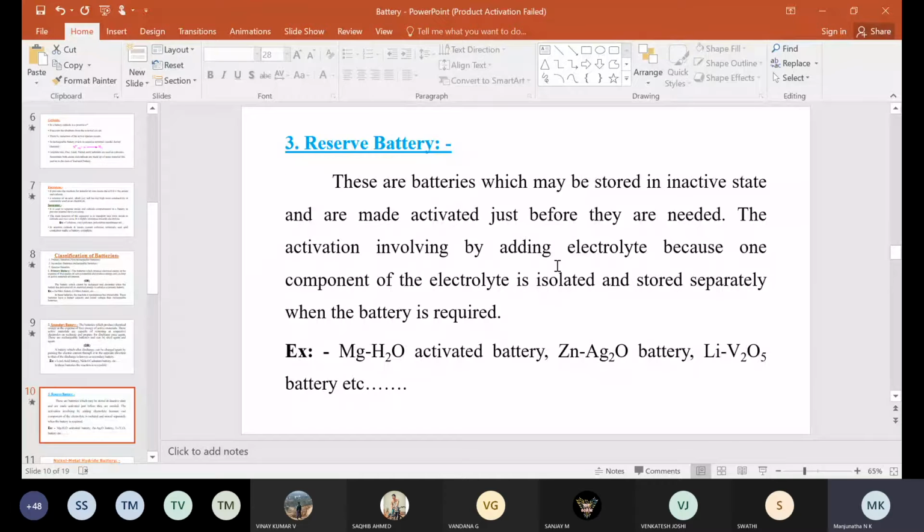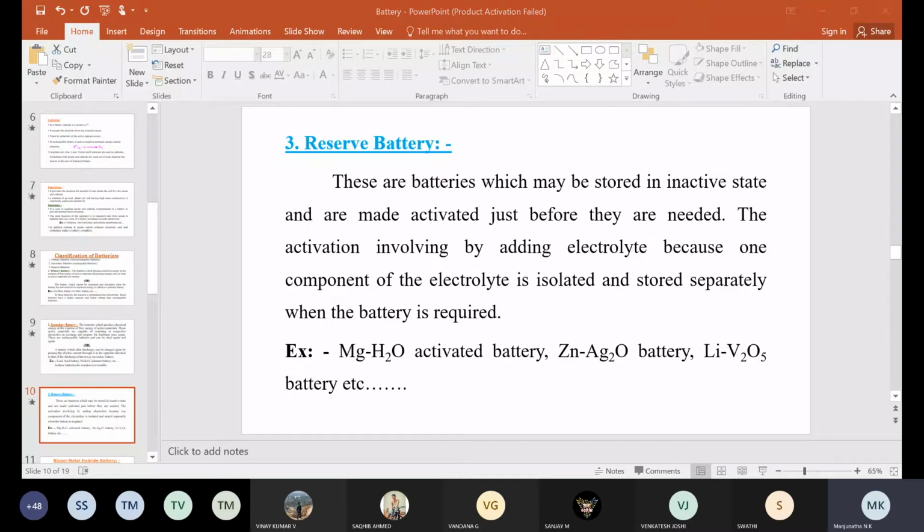For example, magnesium water activated battery, zinc silver oxide battery, lithium vanadium oxide battery, etc. These are some examples of reserve batteries. It is a clear classification of batteries with examples.